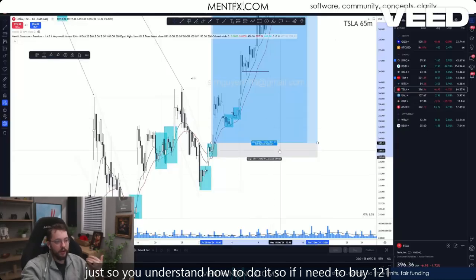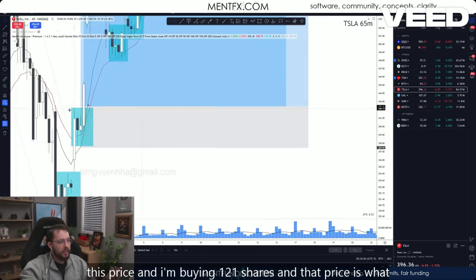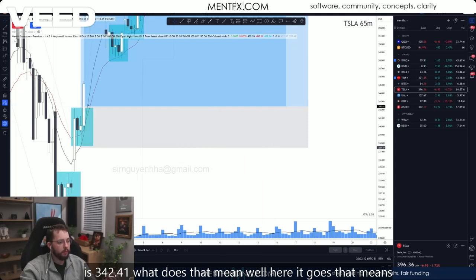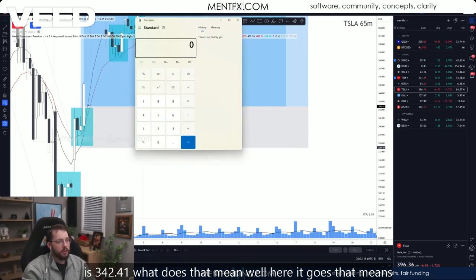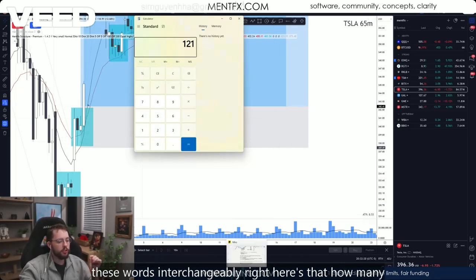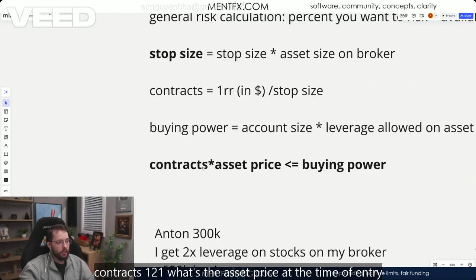So if I need to buy 121 shares, what does that mean? Well, if I'm buying at exactly this price and I'm buying 121 shares, and that price is, look at the right-hand side here, 342.41. That means I'm buying 121 shares or contracts. Notice that I can use these words interchangeably, right? Here's that. How many contracts? 121. What's the asset price at the time of entry?